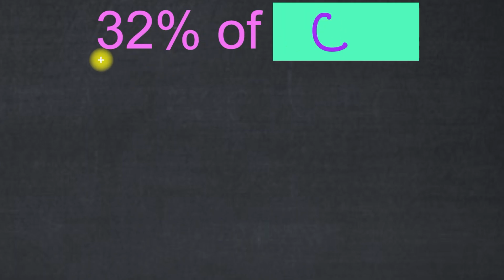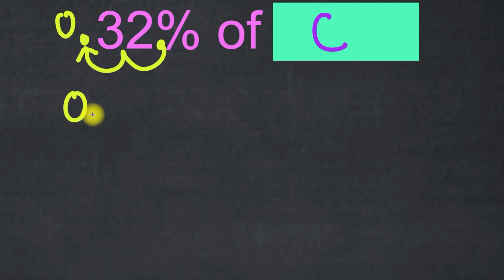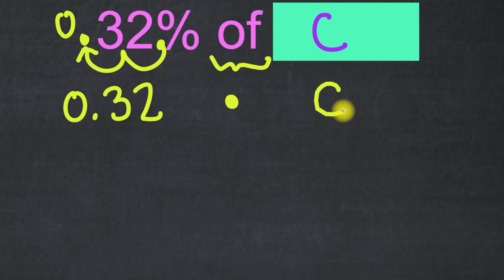We'll take this 32% and convert it to a decimal. Remember, right now our decimal is right at the end of 32. So to turn this into a decimal, we're going to move it 2 places to the left. 1, 2. So now our decimal point is here, and we're going to rewrite it there. So it'll be, and we could put a 0 here if we want, 0.32. This of means times, which we'll represent with a dot, and then we'll just bring down this variable C.